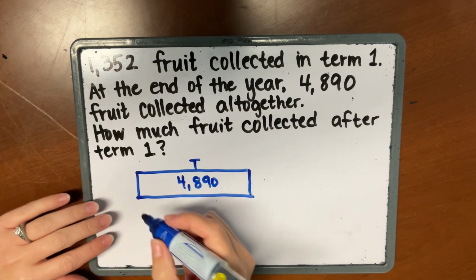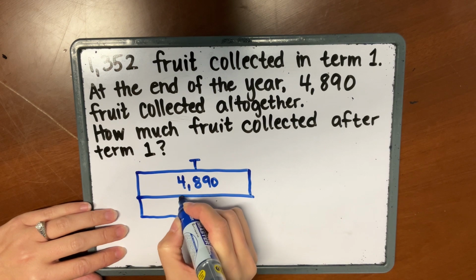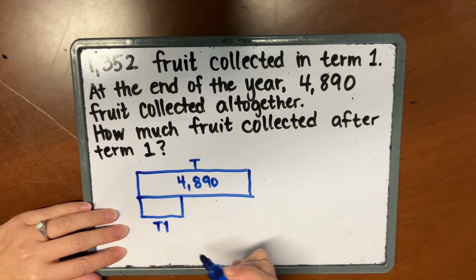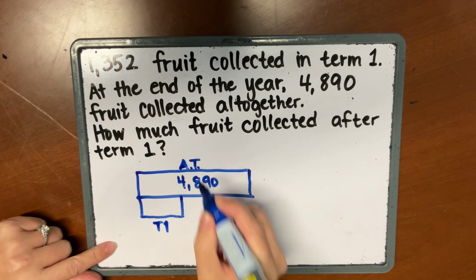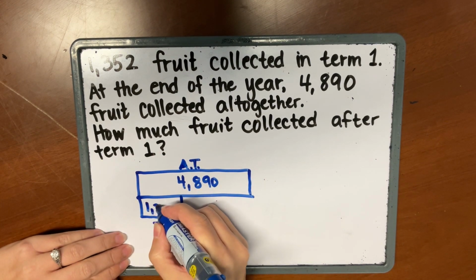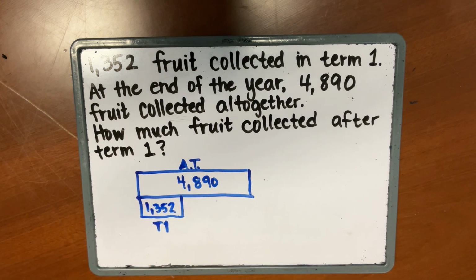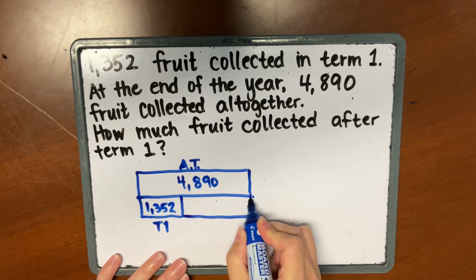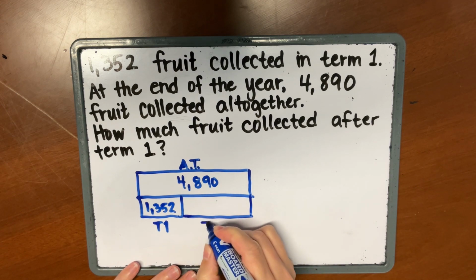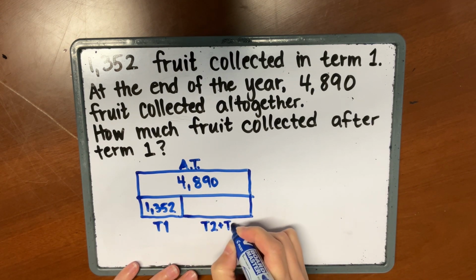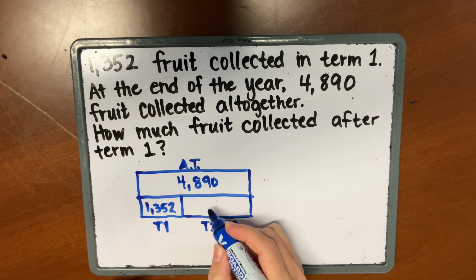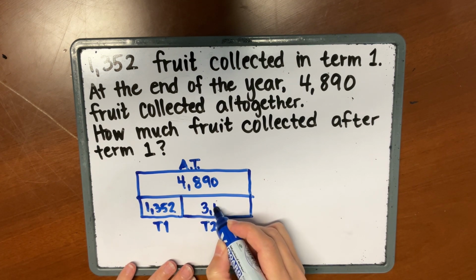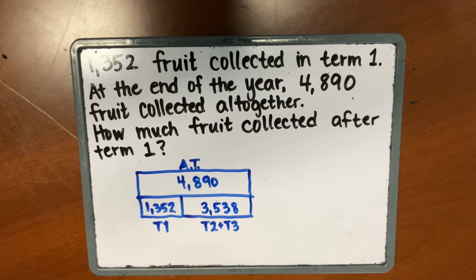And then I know that in term one, maybe I want to say all the terms. I could even say AT, all the terms. Term one, I know they did 1,352. And I want to find out what they did the rest of the year. And in our school, that is terms 2 and terms 3 together. So this helps me make sense of the problem. And I know, because I've already checked my work, that what was left for those terms was 3,538.